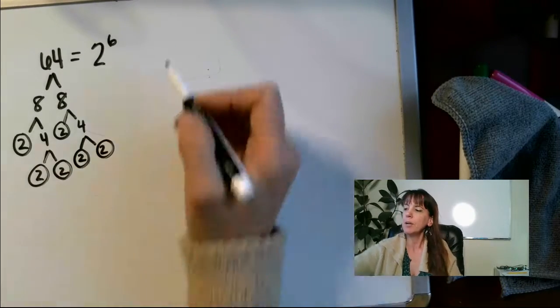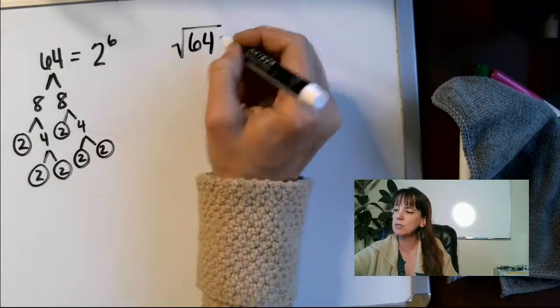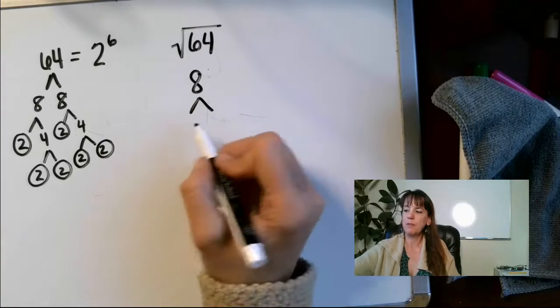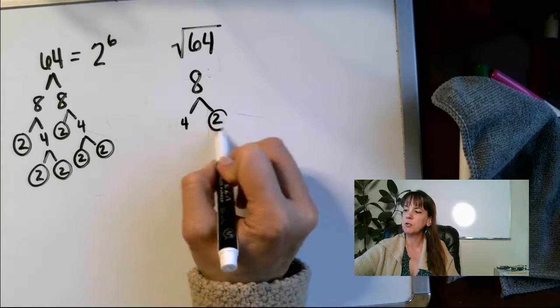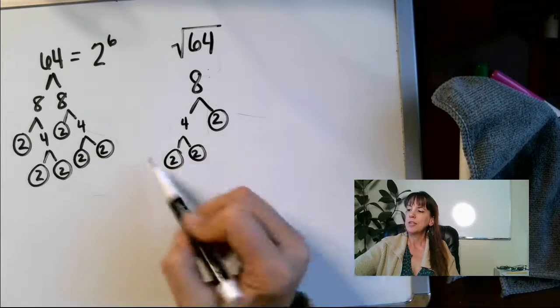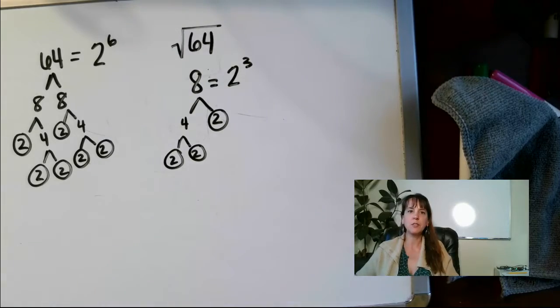Now, the prime factorization of the square root of 64. Well, guys, the square root of 64 equals 8. So let's do a factor tree for that. We get 4 times 2. 2 is prime, 4 is not. 2 and 2. So this one, 8, is 2 to the third power.